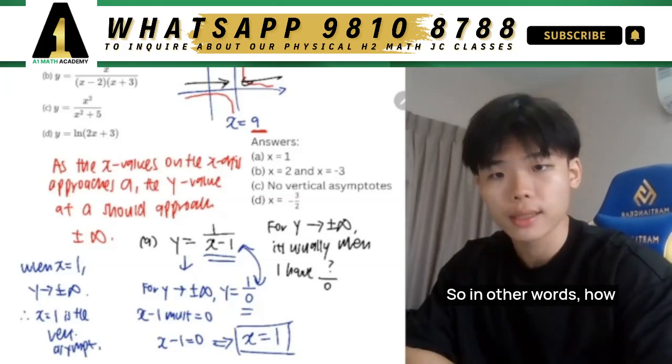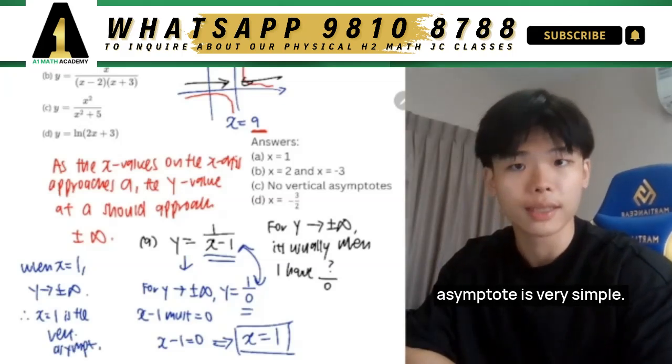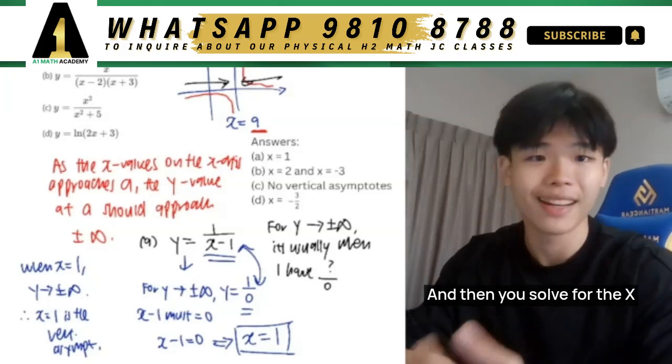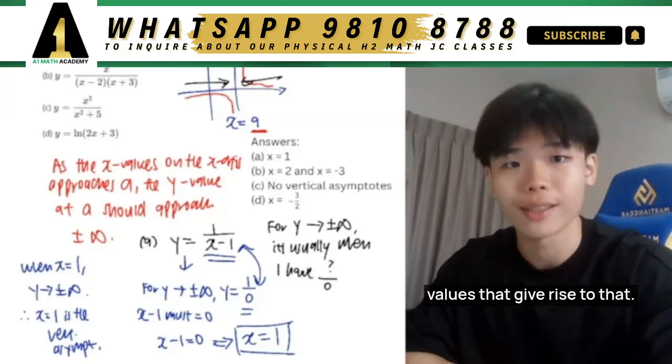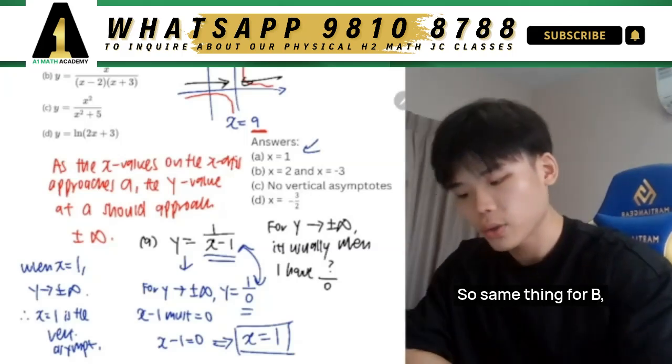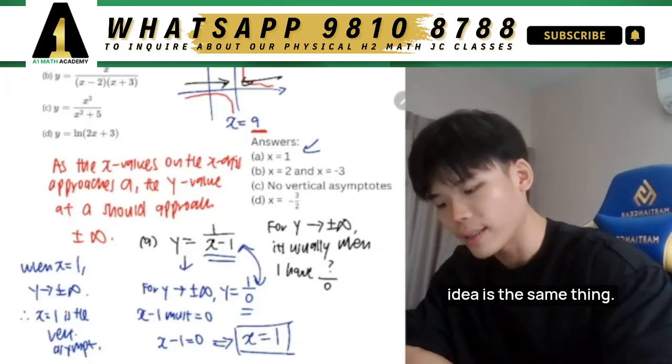So in other words, how we find the vertical asymptote is very simple. You just need to let the denominator be 0, and then you solve for the x values that give rise to that. It's as simple as that. So that's basically the answer right over here. Same thing for B, C, and D. The whole idea is the same thing, right?